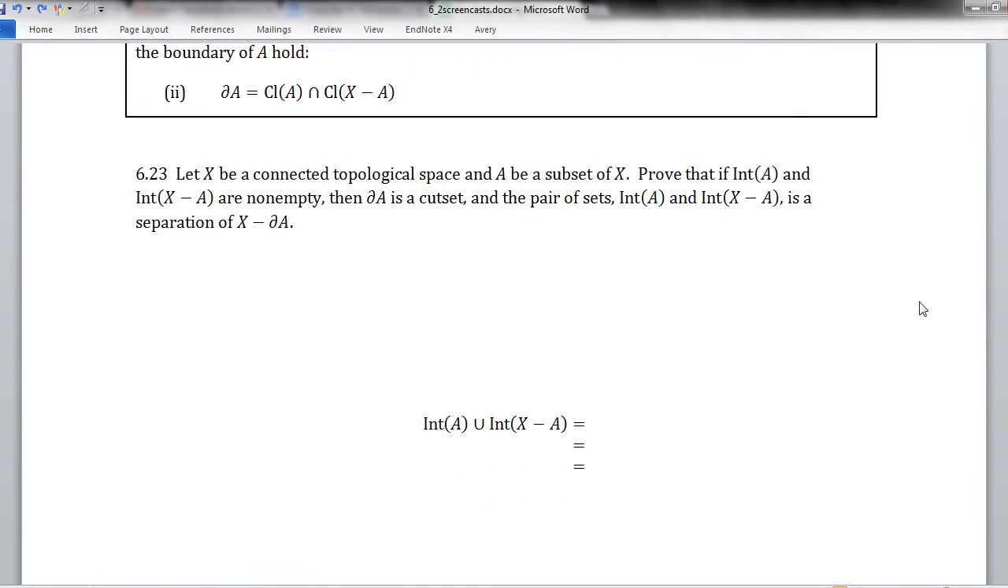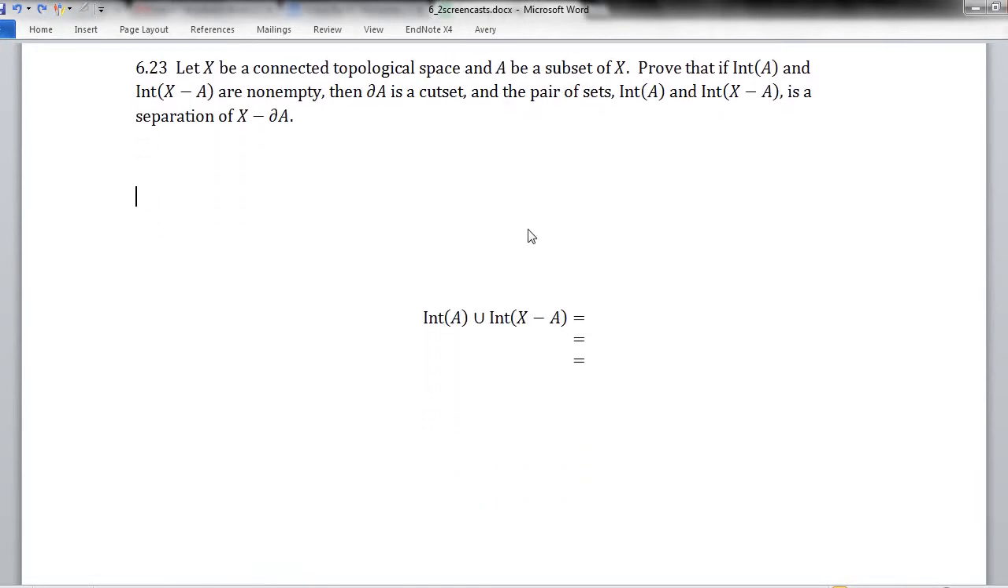Exercise 6.23. Let X be a connected topological space and A a subset of X. Prove that if the interior of A and the interior of its complement are both non-empty, then the boundary of A is a cut set, and that pair of sets form a separation of the complement of the boundary. All right, so we're sort of taking a subset and throwing away the boundary and getting at least two pieces, right? At least an inside and an outside, and thereby obtaining a disconnected set.